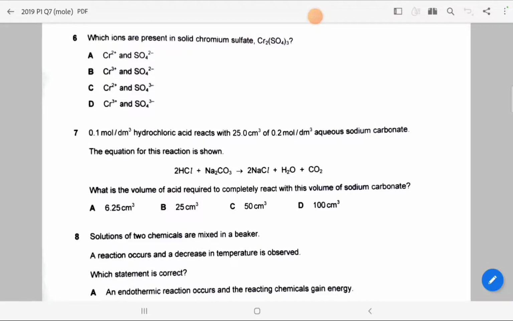Hi guys, this is 2019 TYS Combined Chemistry Paper 1 Question 7. This is a mole question.